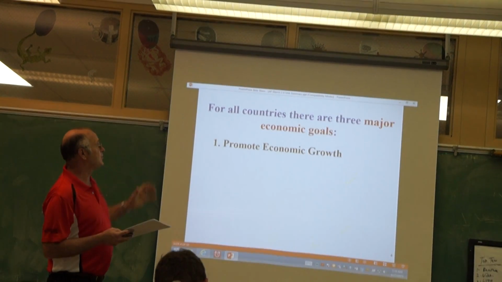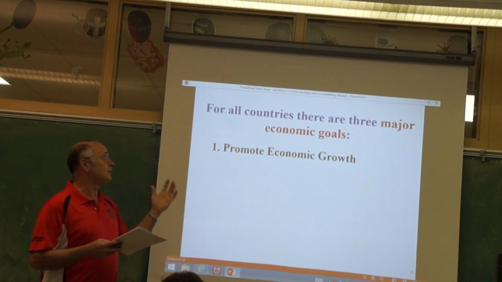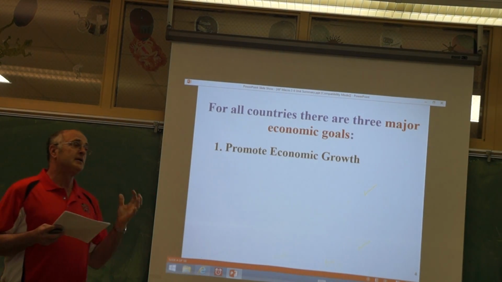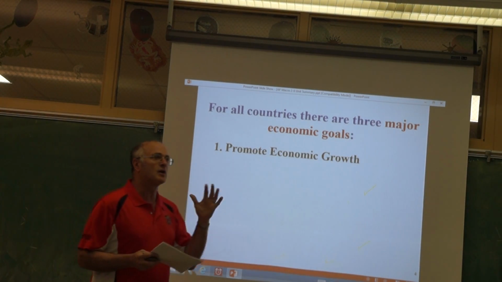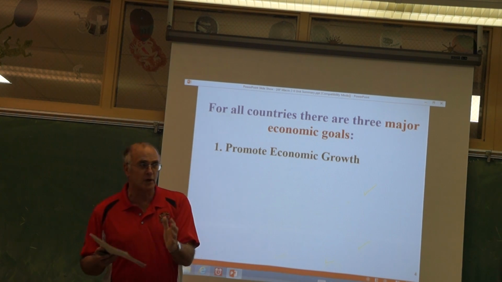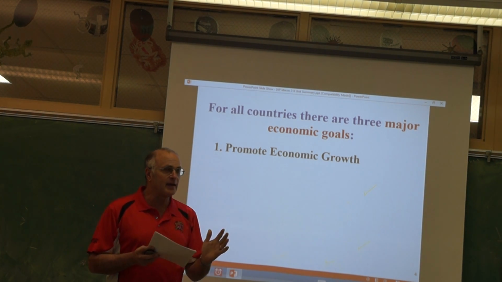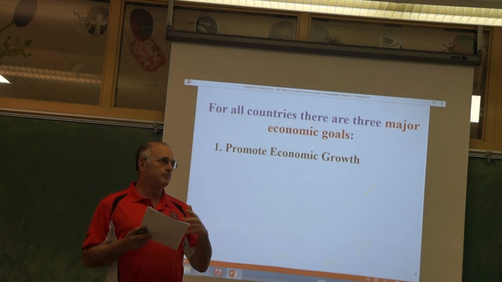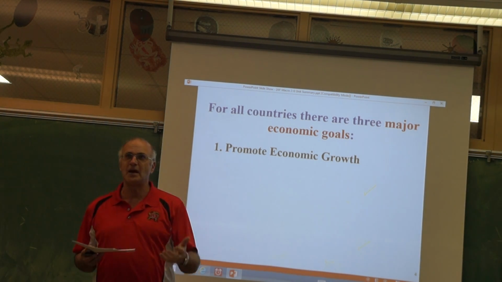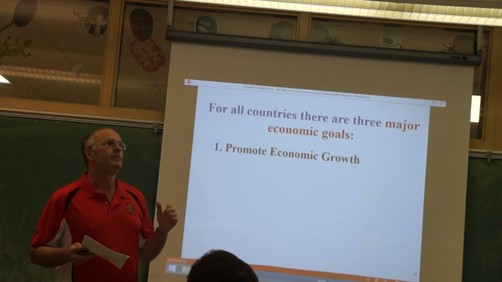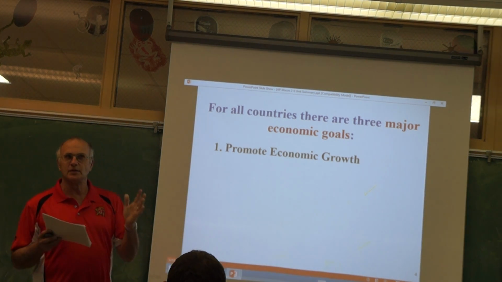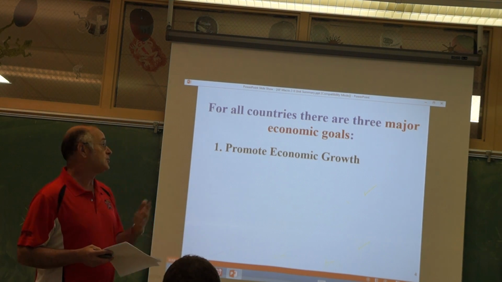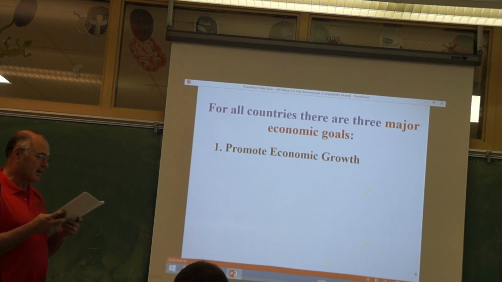All countries have these three major economic goals. One is to promote economic growth. Now, on the AP exam, when they're going for long-run growth, you've got to think of some keys, like capital goods, because those are machines to make other things. Any improvement in the quantity or quality of resources, technology, or trade will promote economic growth.